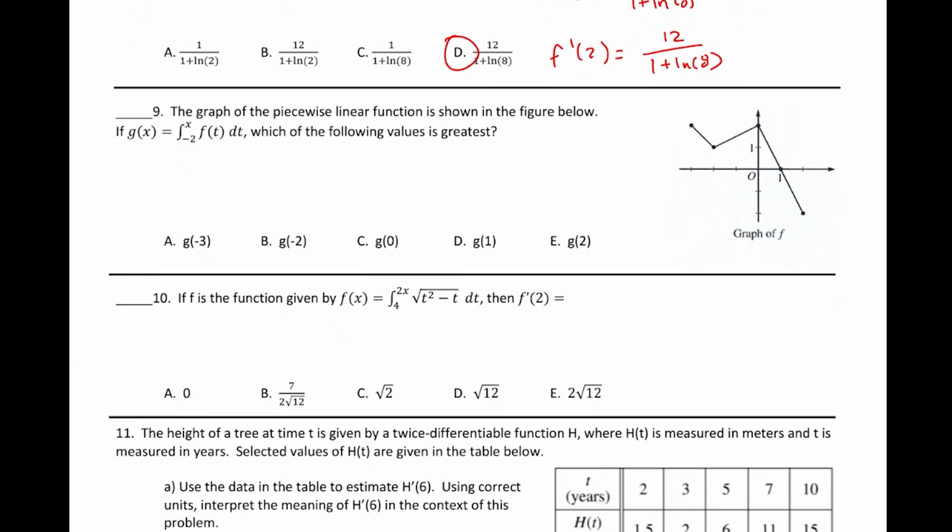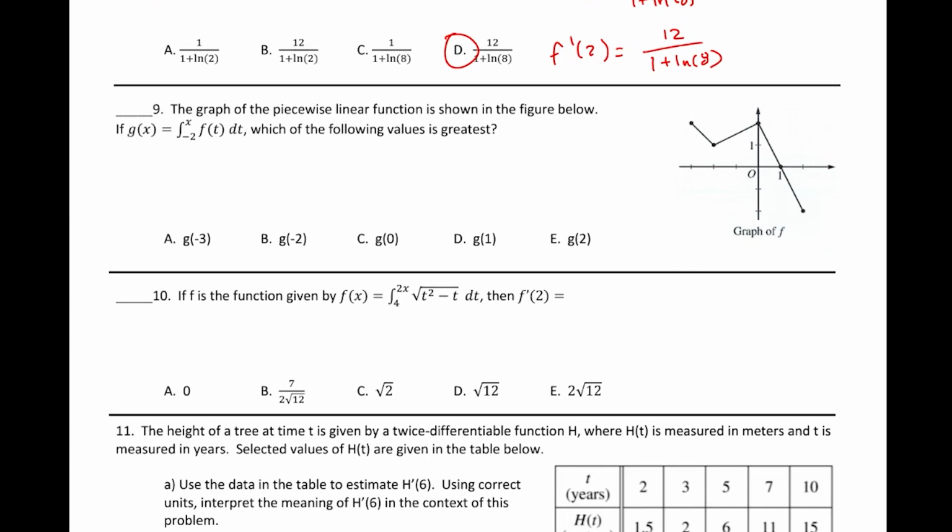Number 9 gives us the graph of a piecewise linear function shown in the figure below. If g of x is equal to that integral, which of the following values is greatest? Okay, so let's see if we may just have to evaluate each one of these. Let's see what happens.